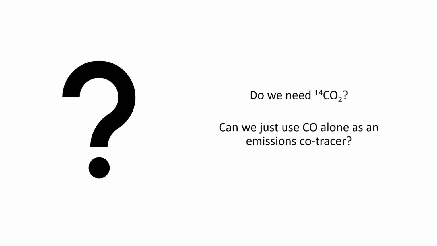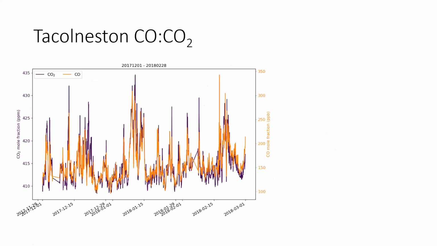There's reason to suspect we can if we just look at the atmospheric data. Here I've plotted carbon dioxide and carbon monoxide at Tacolneston, from the winter, going from December 2017 into February 2018. They're on different scales. Carbon dioxide is plotted in purple, with the scale on the left in ppm, and carbon monoxide is in orange, with the scale on the right in ppb. But just by overlaying those axes, you can see that these two things really overlap each other. When you get peaks in one, you get peaks in the other.